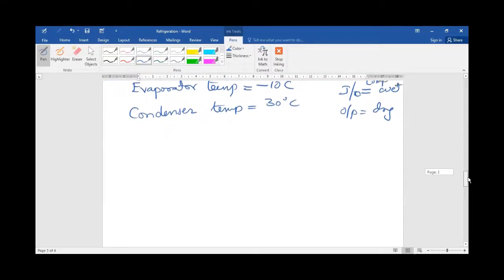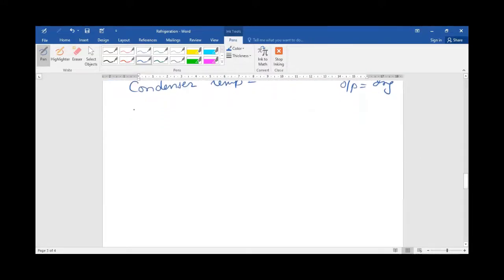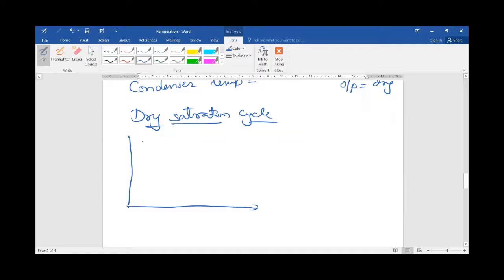So I will draw the TS diagram for this. What is the condition he has given? Dry saturation cycle. So I will draw the TS diagram. Then I will draw the pH diagram once again. So this is the saturated liquid line. This is the saturated vapor line. So it is not like that. Sorry. I will draw it.